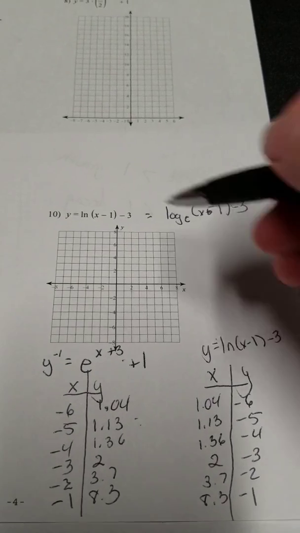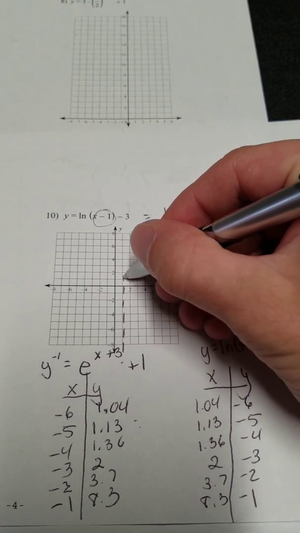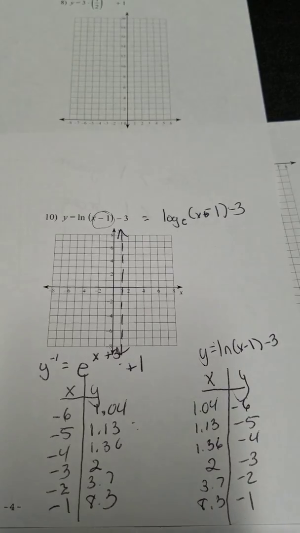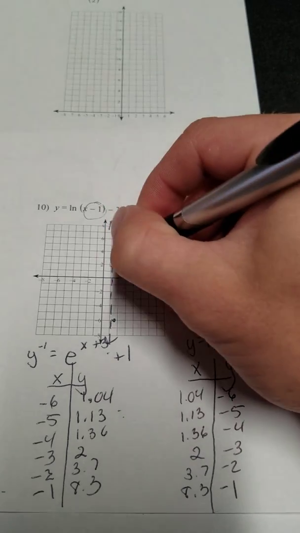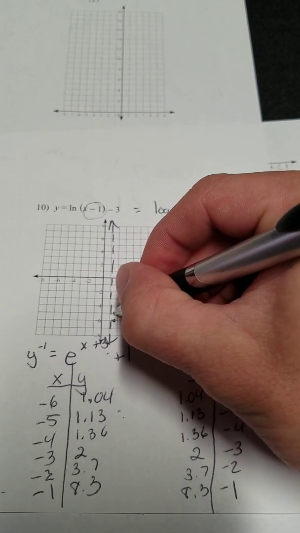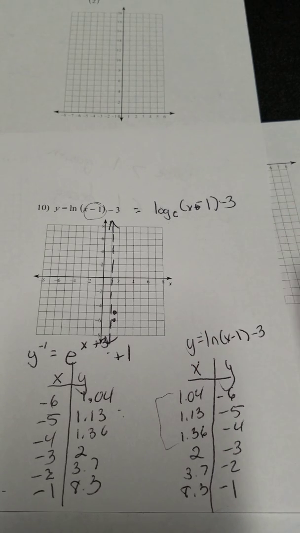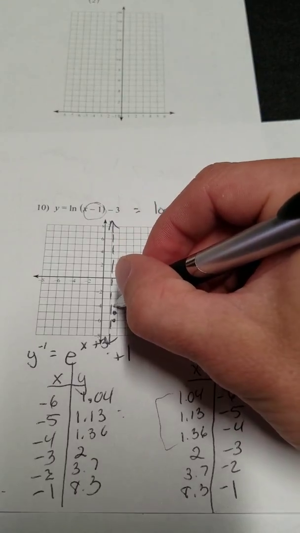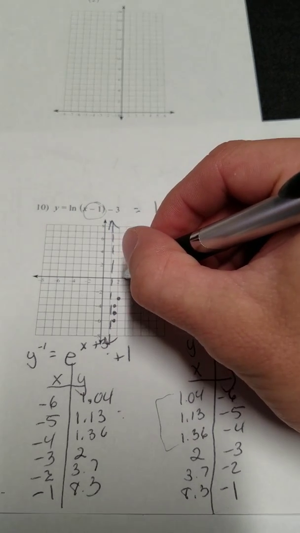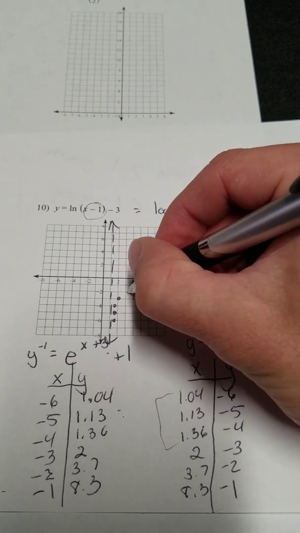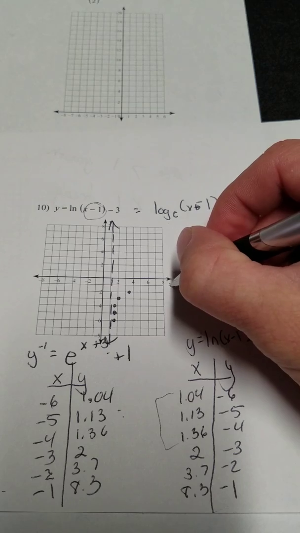We need to draw our asymptote. Remember I told you the asymptote is the opposite of that, so that means it's going to be +1 and it's vertical. So there we go. Now I'll draw it in. 1.04, -6. 1.13, -5. I know these decimals are really bad, but just think, 1.04 is just past 1. Most of these problems are just past 1. So 1.36, -4. 2, -3, finally get a little bit of movement out of it. 3.7, -2. 8.3, -1, so somewhere way out there.